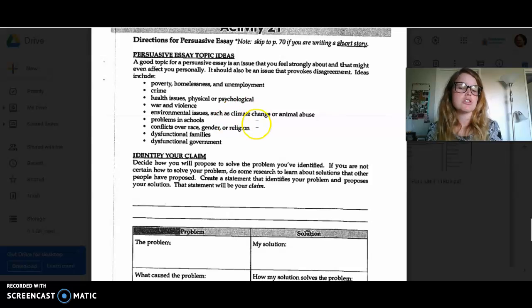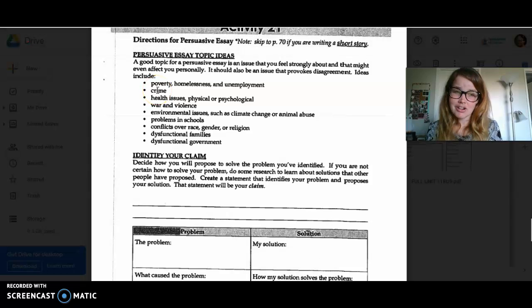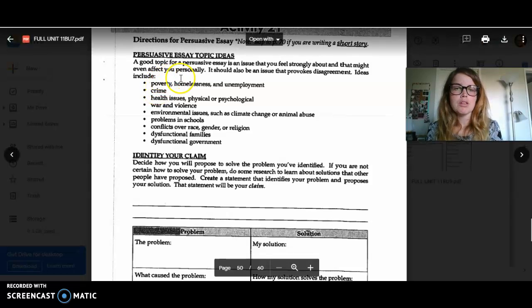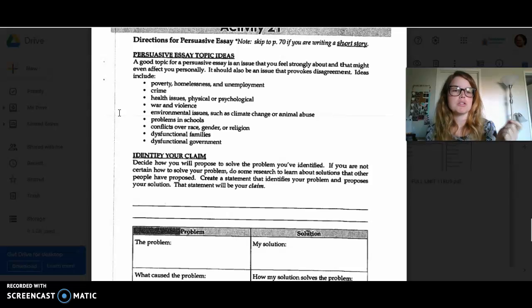Environmental issues such as climate change or animal abuse, those are really good ones. Crime, how to handle crime, I think might be better. Poverty or homelessness, unemployment. So homelessness, like how should we fix it? So you would have to come up with a solution. Like we need to give every homeless person a single bedroom apartment and find them a job. And then you can make your argument, right? Because that's something that's debatable. If I just say homelessness, doesn't work.